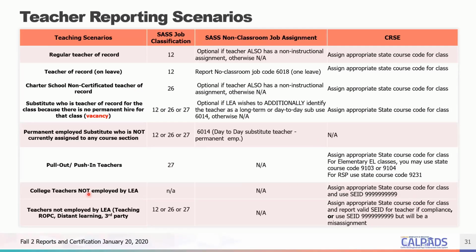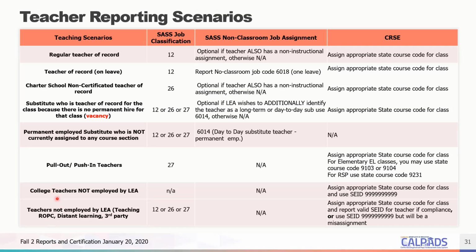So you only report college teachers or college courses through the course. Okay. So this is not a misassignment starting this year. Based on Flash 191, reporting college teachers with a SEED 999 is fine. This won't be a misassignment as long as you assign the appropriate college courses on it. Nate will discuss that later on.